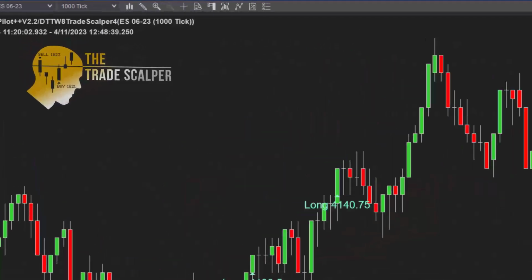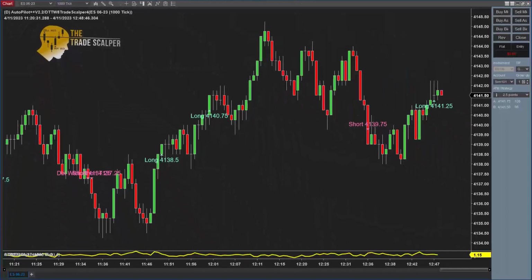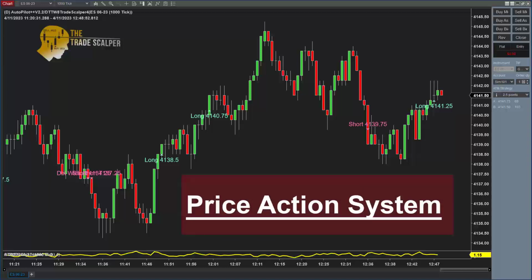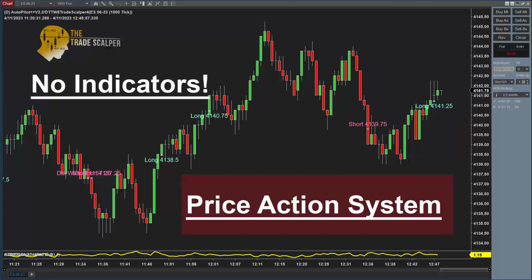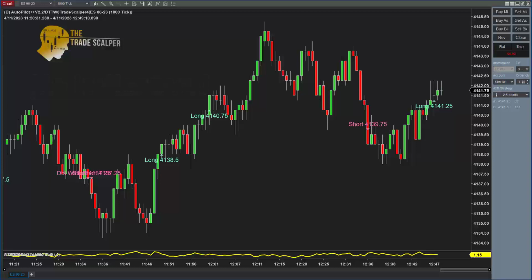I happen to have a 1,000-tick chart because that's also what I use when I'm automatically trading using the autopilot. So that's why I'm using a 1,000-tick chart. And the thing with the Trade Scalper is that it's based off of price action. So it does not incorporate any moving averages. It doesn't incorporate any MACD, any stochastics, any momentum, any crossovers. There's no bands, there's no Keltner, there's nothing. Actually, it's all based off of price action. And I think that's actually a benefit, a positive thing.